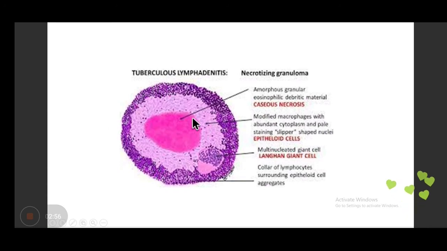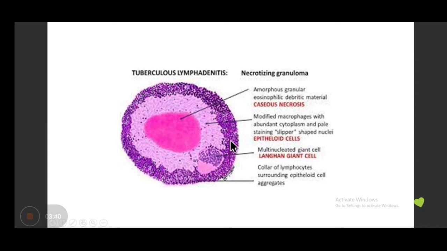This is just to tell you how we see a necrotizing or caseating granuloma in tuberculosis. In the center, you'll have amorphous granular eosinophilic debris, that is caseous necrosis. The cell membranes, everything is lost. You just see amorphous granular debris, right? Then you see epithelioid cells, which are modified macrophages with abundant cytoplasm, and the nuclear membranes are not very clear. They are pale staining, slipper-shaped nuclei, right? And this is Langhans giant cell, which is a multinucleated giant cell, then surrounded by a collar of lymphocytes.